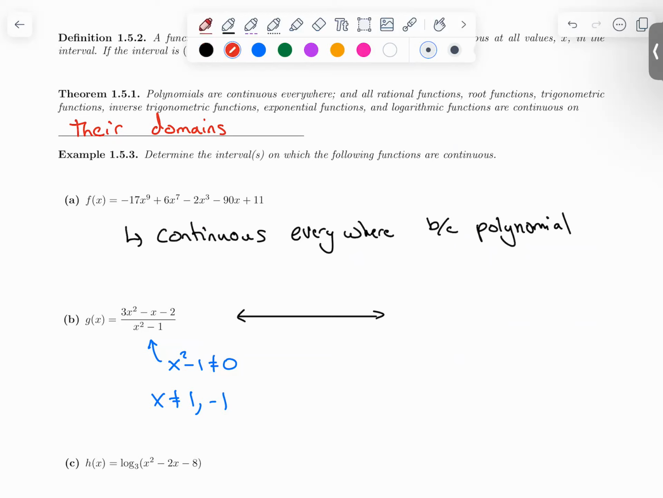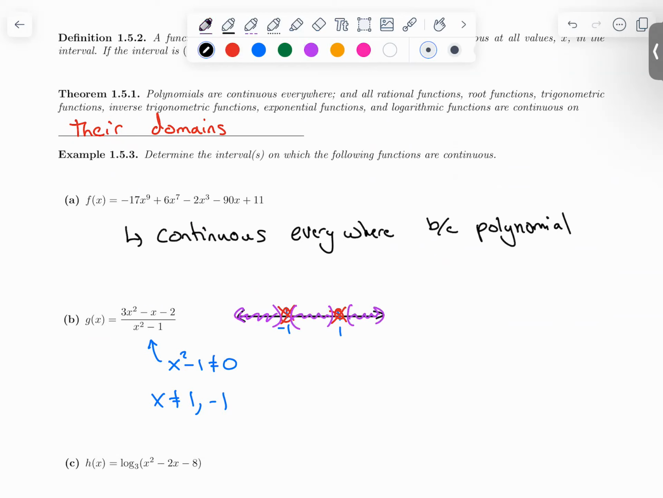But here's -1. Here's 1. If you don't know how to draw it at first, that's fine. If you don't need to draw a number line to figure it out, awesome. But it can help you when you first start out. This needs to be plucked out and this needs to be plucked out. But everything else is fine.